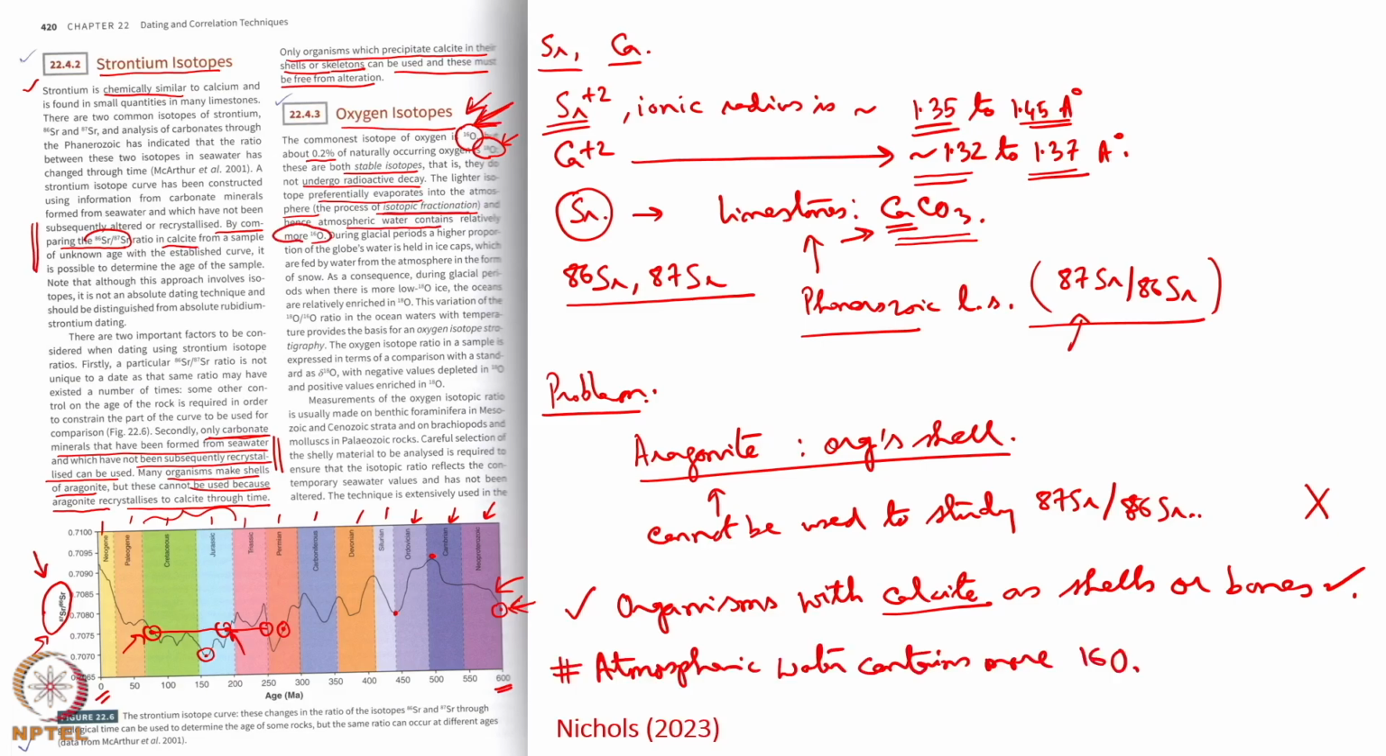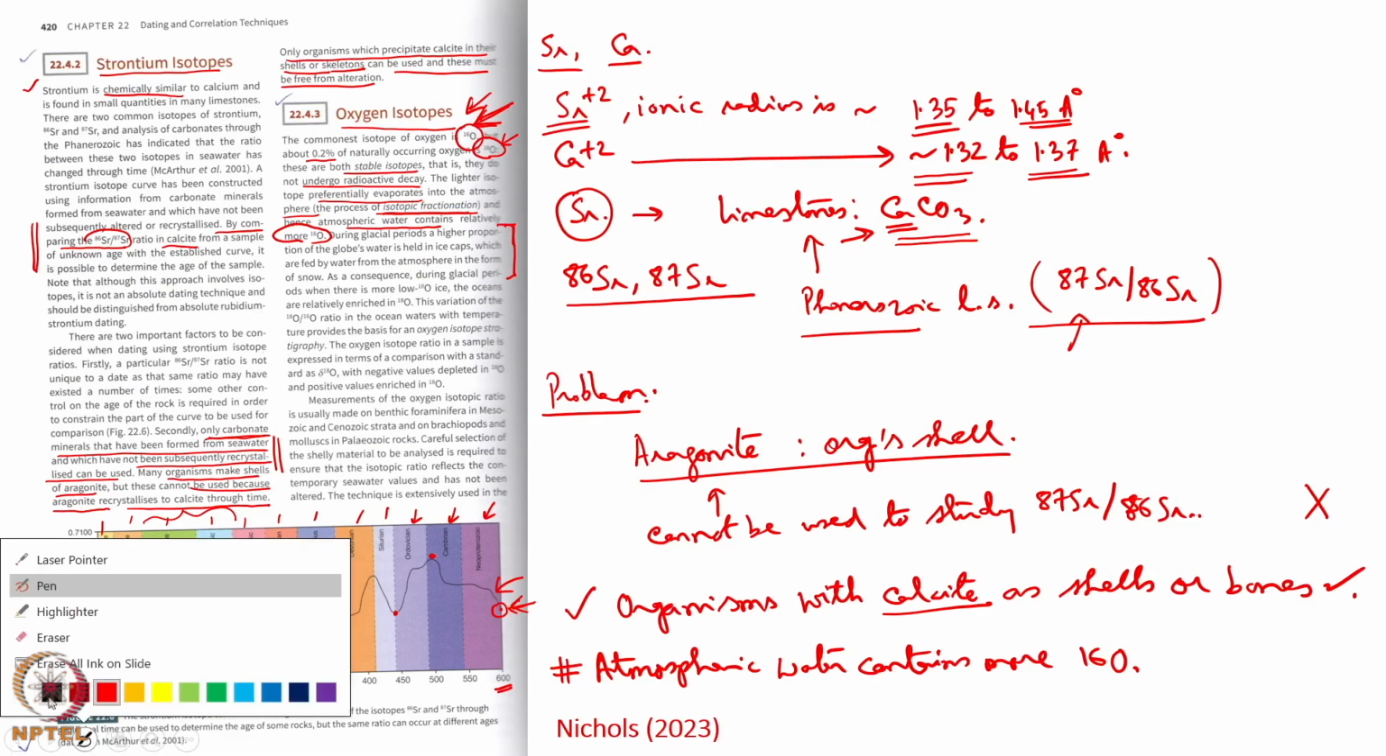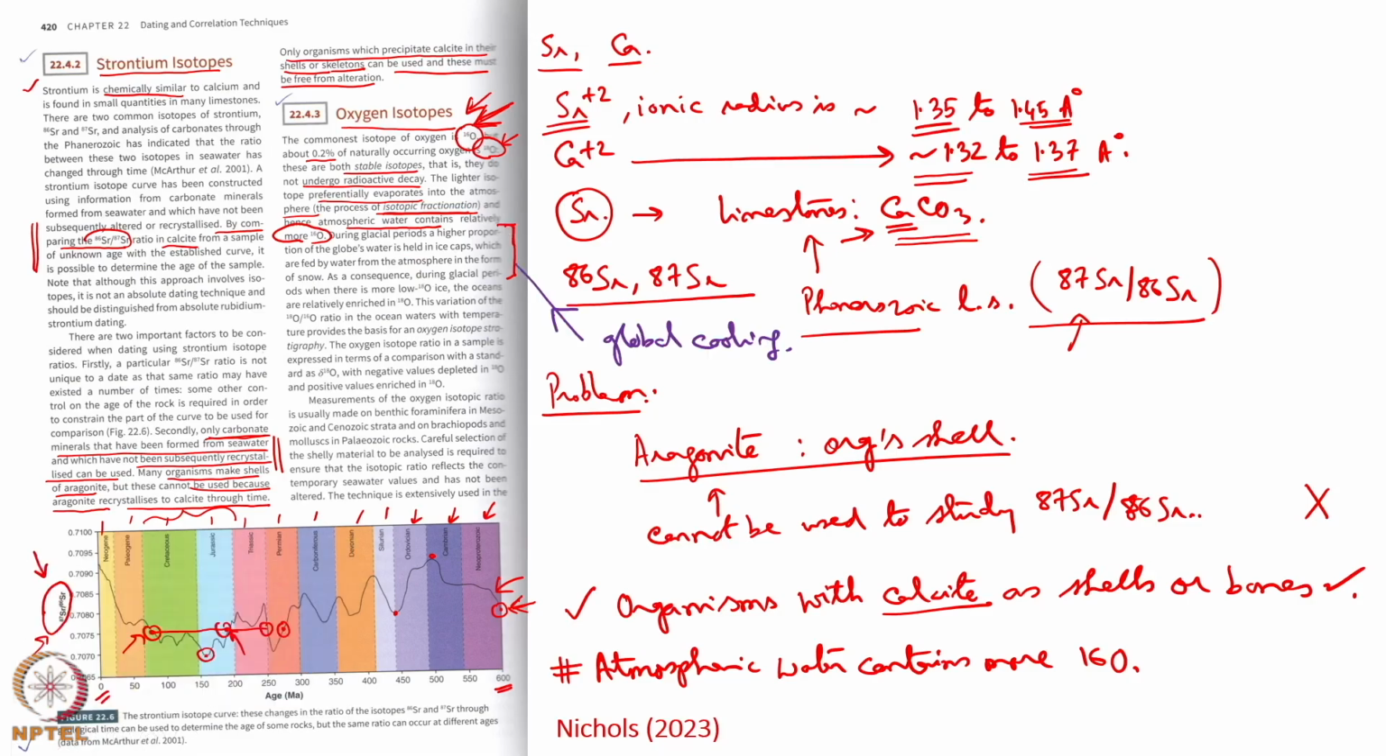And during the glacial period, a high proportion of the globe's water is held in the ice cap. So, here what are we talking about? In the geological context, we can link this with the global cooling. Now, these ice caps are fed by the water from the atmosphere in the form of snow. As a consequence, during glacial periods, there is more low 18O ice. Ice gets low 18O content, and the oceans are relatively rich in 18O.